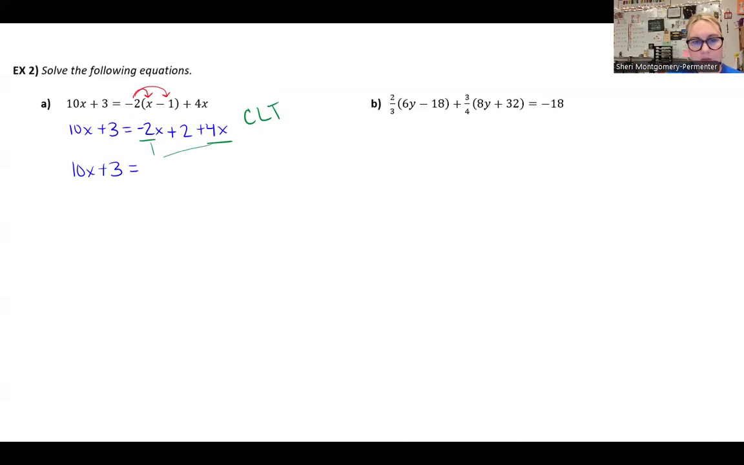And 4 minus 2 is 2. I've almost lost the x. All right, we've got x's on both sides. So who is bigger? 10. So we're going to move the 2. So we're going to subtract 2x.